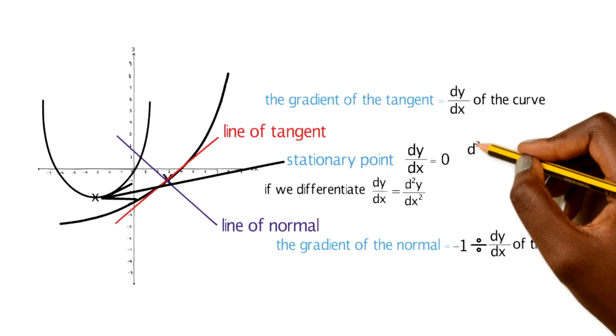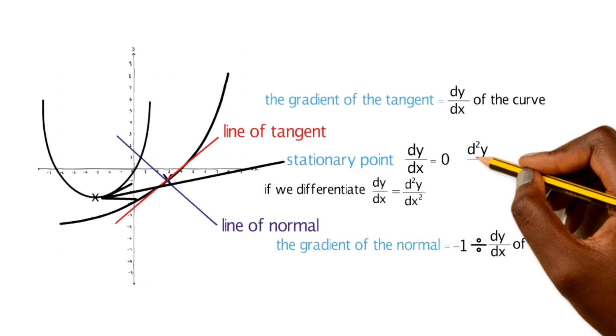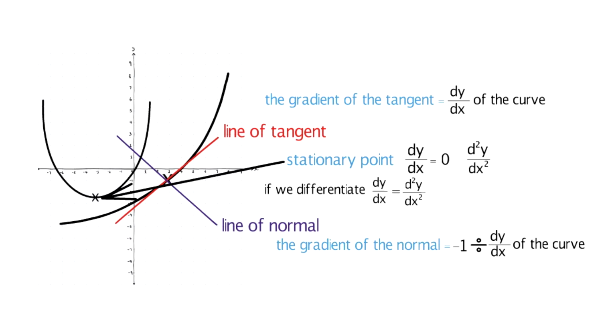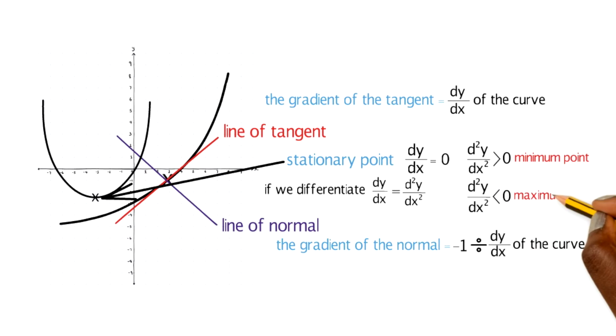And there are two things you need to be familiar with. If d2y over dx squared is greater than 0, we call this our minimum point. So if it's greater than, it's minimum. It's basically opposites. That's how I remember it. Whereas if your d2y over dx squared is less than 0, we call that our maximum point. And this is basically your turning point of a curve graph.